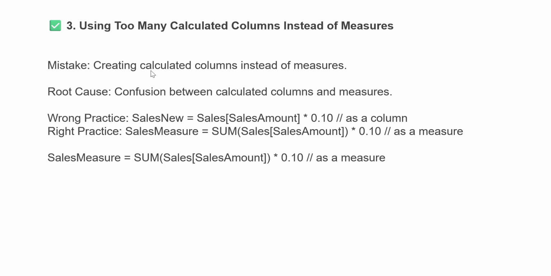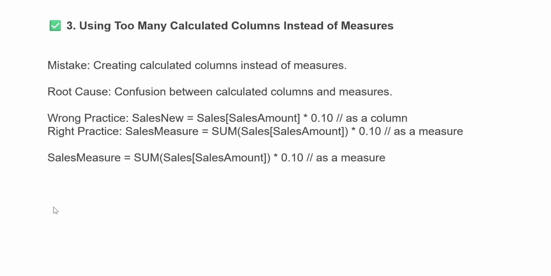The third point is using too many calculated columns instead of measures. Sometimes we use lots of calculated columns in the main fact tables. Rather, we should create a separate table and use different types of measures there. The first mistake is creating calculated columns instead of measures. If we create a lot of calculated columns, it impacts performance and the memory size takes lots of space in the report. This is not good practice. The root cause is confusion between calculated columns and measures.